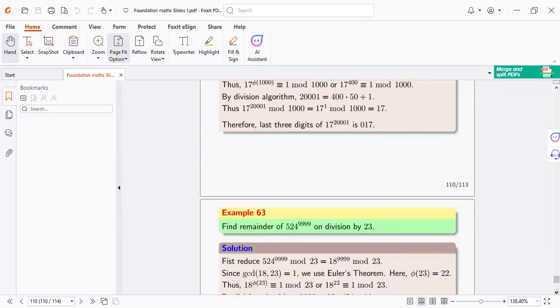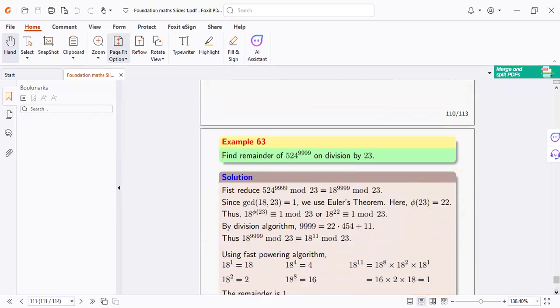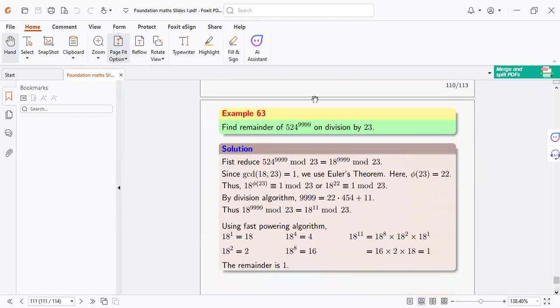This one you'll do it. Oh no, you've not done the remainder. But it's just the same thing. Doing the remainder and finding the last 3 digits is just the same thing. But now this one, we are doing the remainder on division by 23.